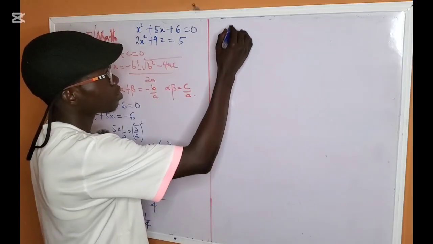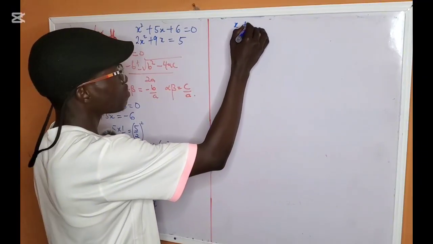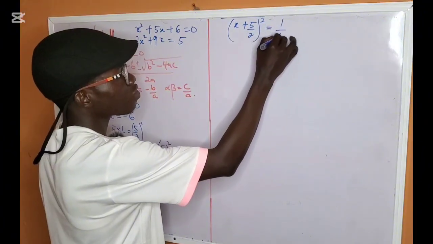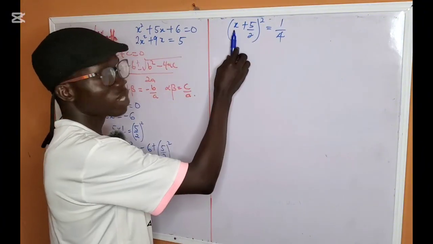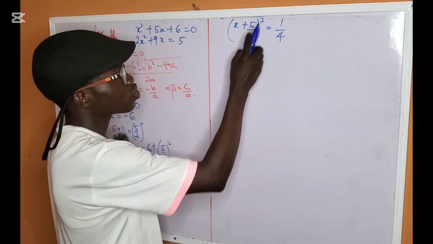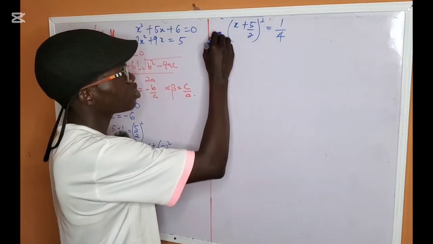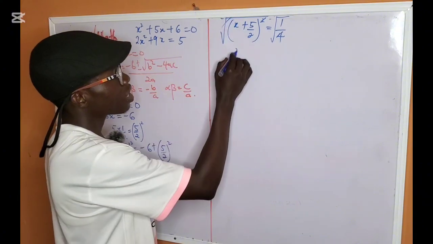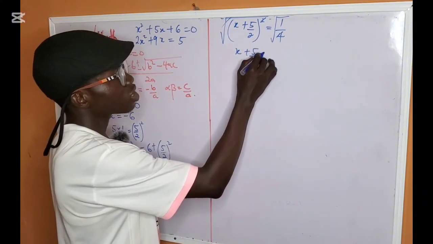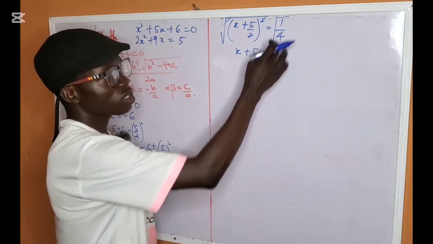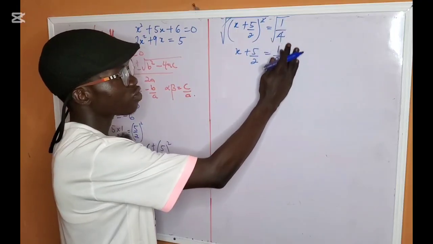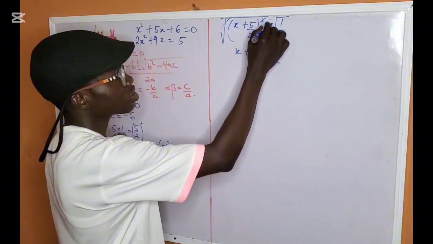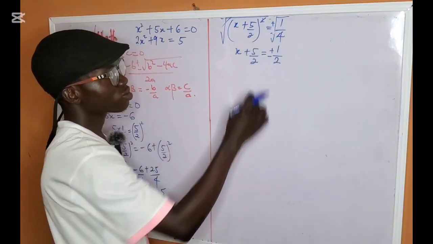So let me write this. I'm going to have x plus 5 over 2 all squared equals 1 over 4. So in order to isolate x, I need to cancel the square. So I'll take the square root of both sides. Square cancels square root. x plus 5 over 2 equals 1 over 2. The square root of 1 is 1. The square root of 4 is 2. And we are going to have plus or minus because we've introduced the square root.